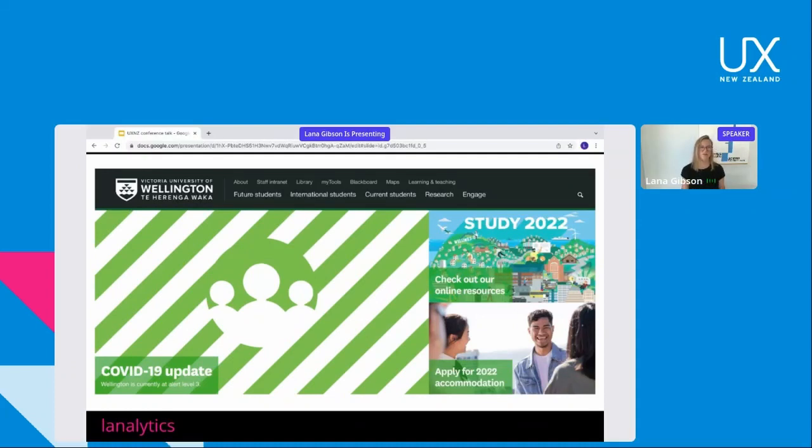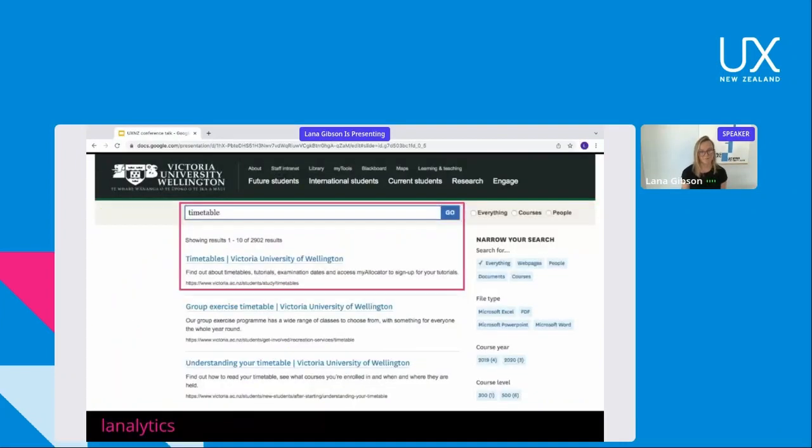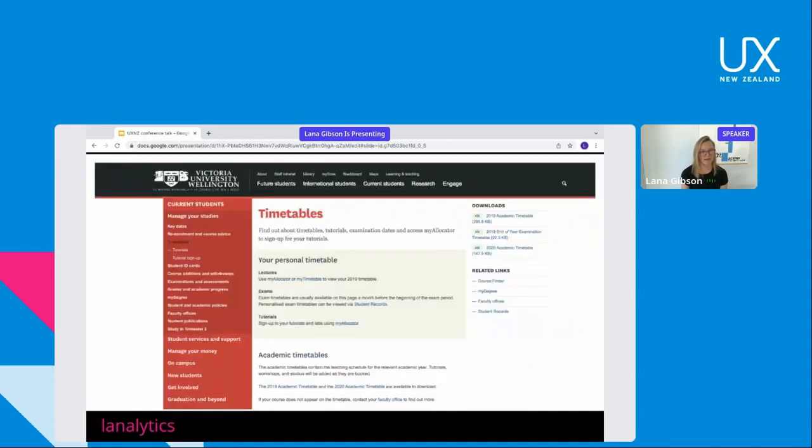A good example is Victoria University. Timetable is one of their most popular searches, and they have a result up there. When you go into that page, you can see they cover two user needs. You've got your personal timetable up the top, and then you've got your academic timetables. And of course, most people want their personal study timetable. We don't have these confusing results in search.